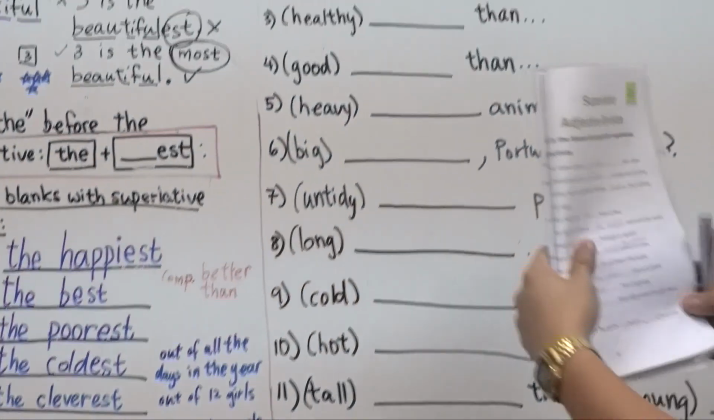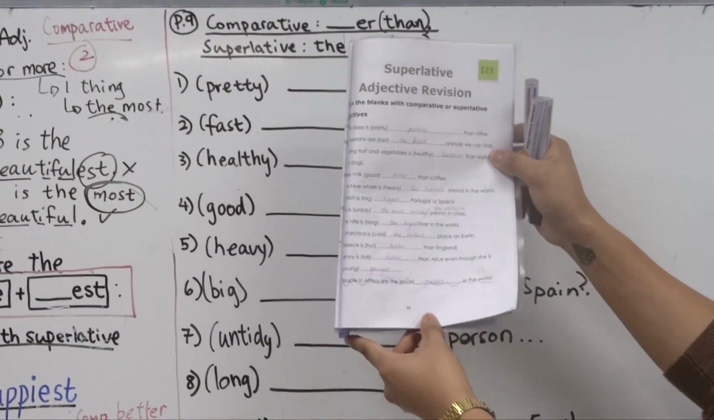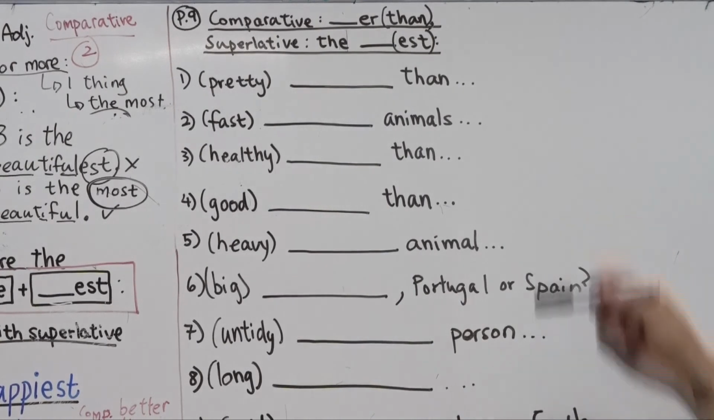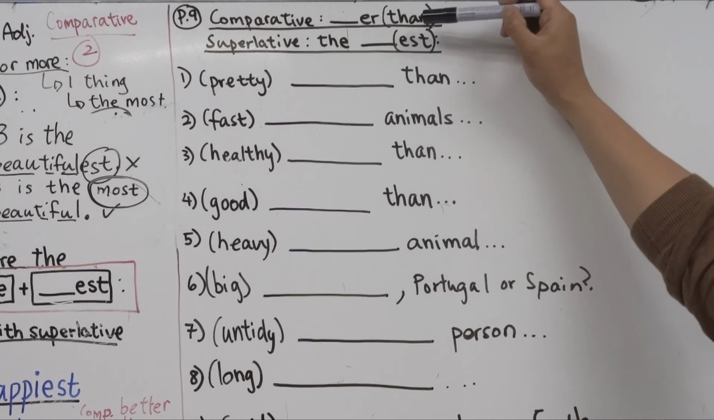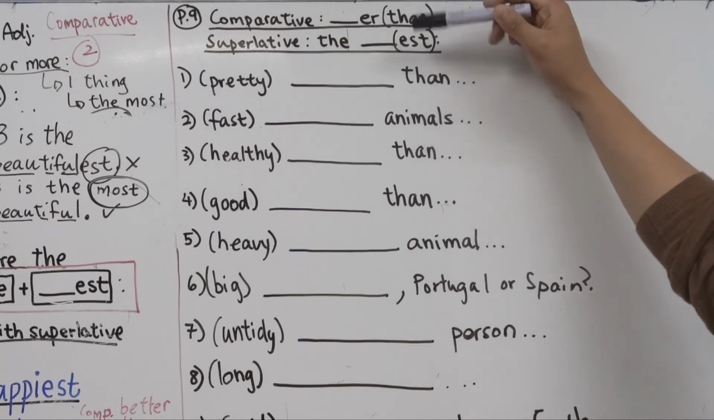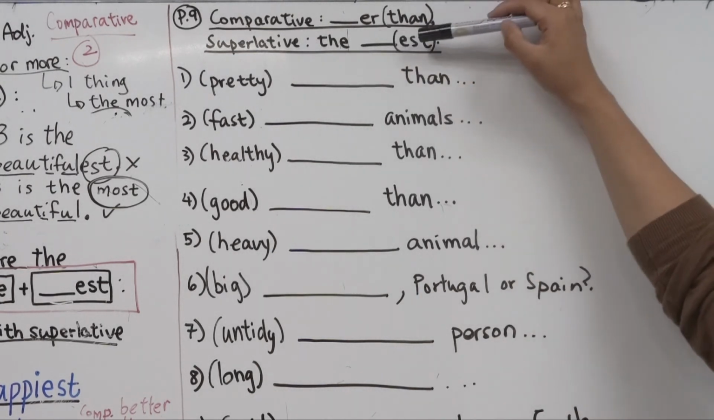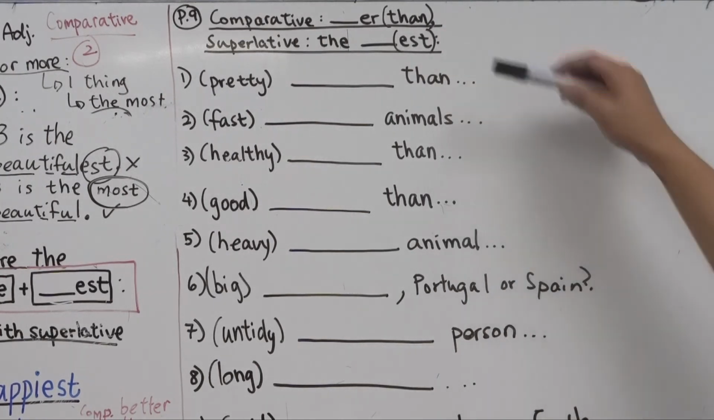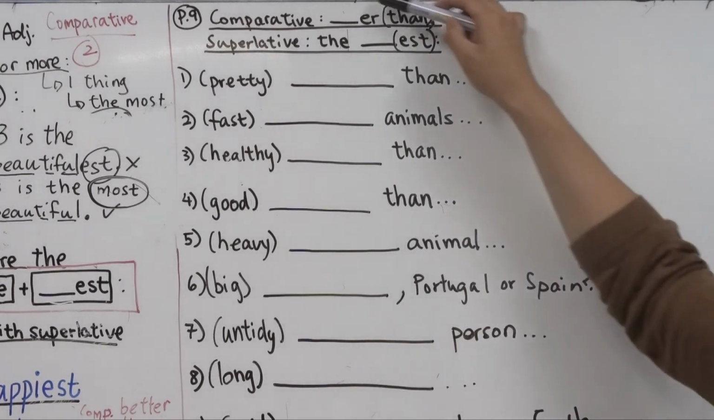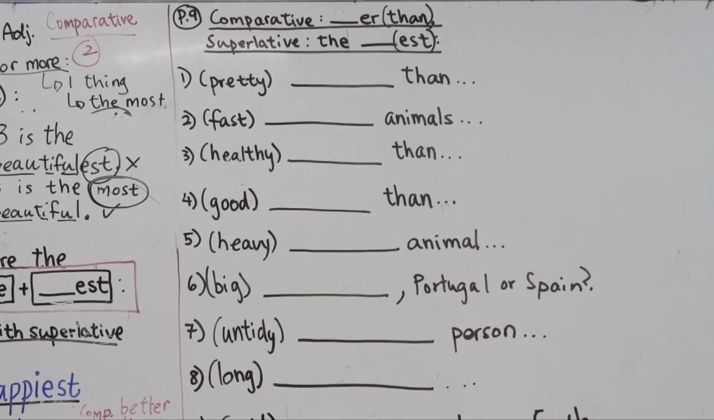So on page 9, do be careful because we have 11 questions, and it's asking us to use both comparative, so ER, sometimes we can remove the than, right? So I am taller, full stop. We can remove the than also. And then the superlative, which is the something EST. Alright, so these are the differences with comparative and superlative. And we will use both of these in questions 1 to 11.